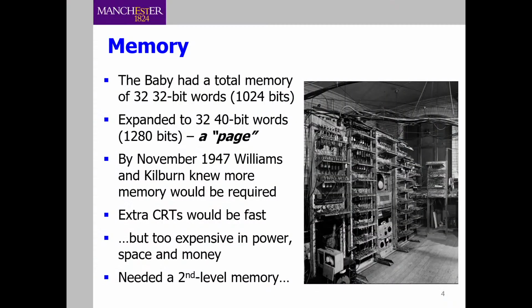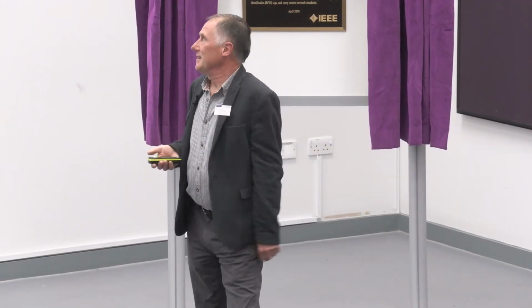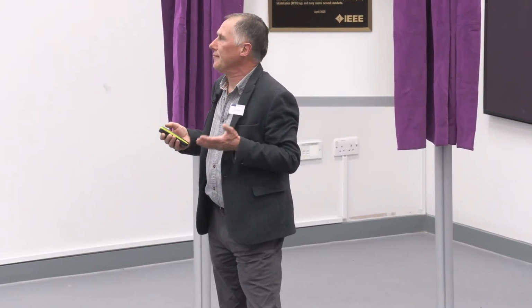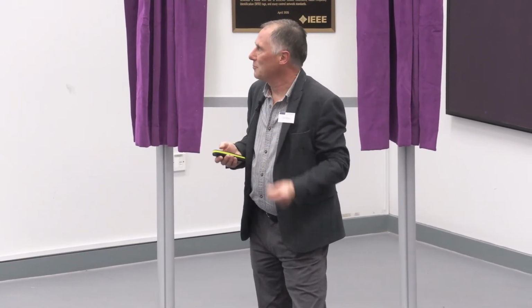It's worth spending a little time talking about the memory of the Baby. The Baby, when it was first created, had one cathode ray tube, which you can see in the middle of this image, which stored 32 32-bit words. So it had a 1 kilobit memory. All right, 1 kilobit, it's tiny. They very quickly expanded this by growing the word length to 40 bits. So its memory capacity increased to a massive 1,280 bits. But it was still only 32 words, so it was really not very much direct help.